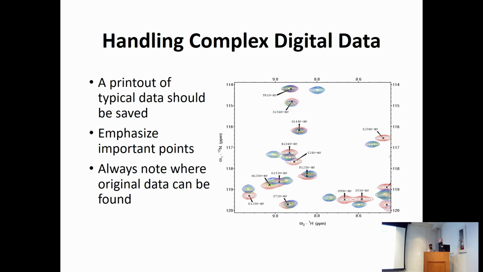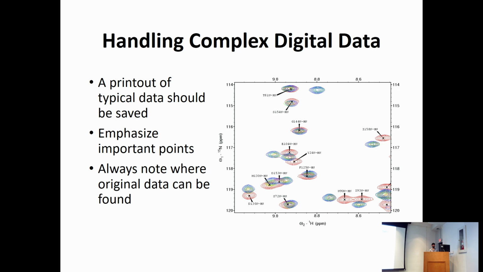In this slide, I'm going to talk about handling complex digital data. Anyone here like doing NMR? Whenever you do NMR, it's making a lot of data, right? In the first place, it's making a lot of data. Then you have to go through different types of processing, and you will come to a figure like this at the end. This figure is a 2D NMR figure.